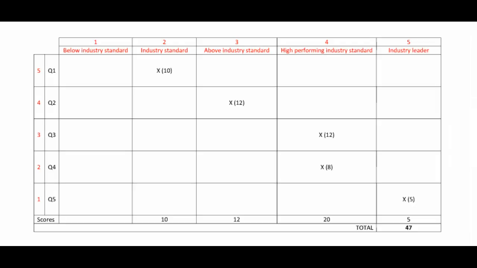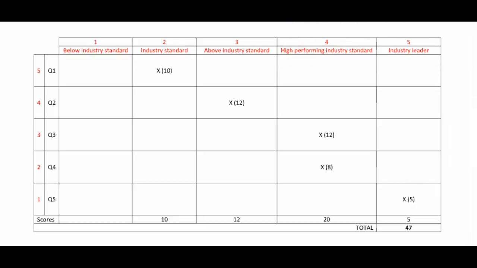You'll also notice in this example rubric that a response or a score can be allocated to a candidate's response. A level 1 response is considered below industry standard. A level 2 response is industry standard. A level 3 is above industry standard. A level 4 response is a high-performing industry standard, and a level 5 response is an industry leader.